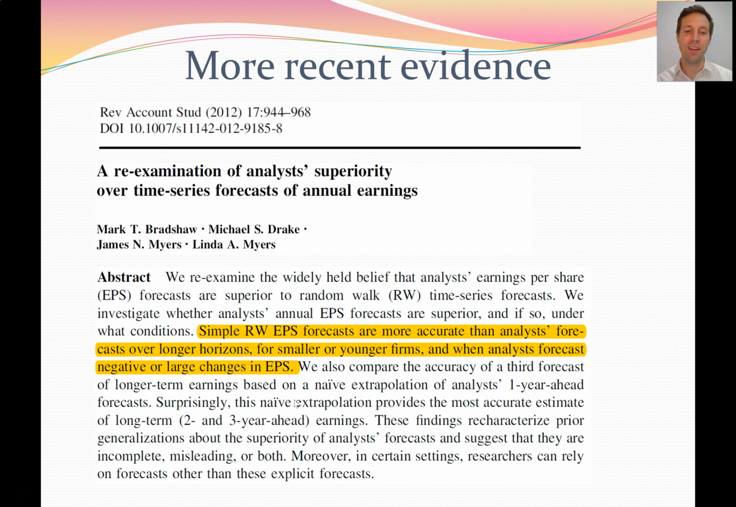Okay, so then they find that the naive extrapolation, so their simple model, knowing nothing about the company, just taking averages of analysts 1 year ahead, is the most accurate estimate of long-term 2 and 3 year ahead earnings. So their naive, very simple models, just using averages, are better than the analysts over these 2 and 3 year periods. Okay, so I'm being a little bit critical of analysts, saying they're overly optimistic, and some of these research papers actually provide pretty compelling evidence of this often being the case.